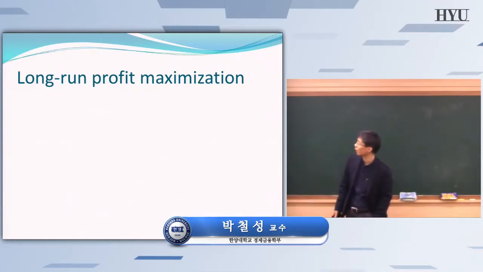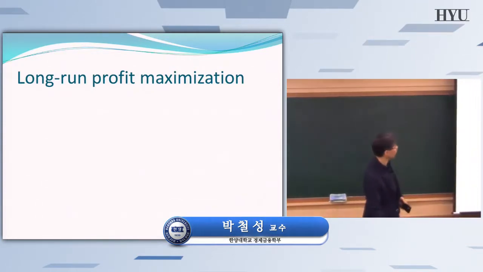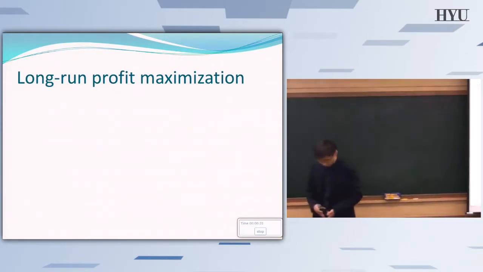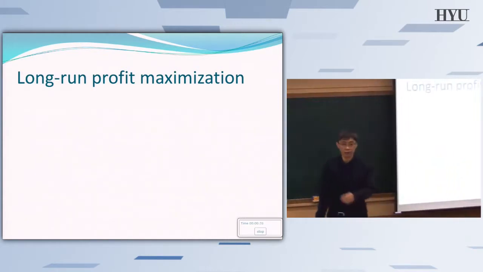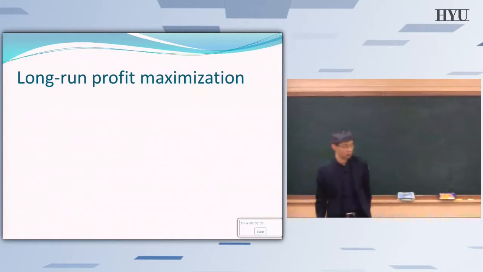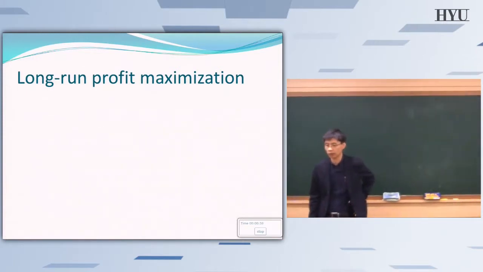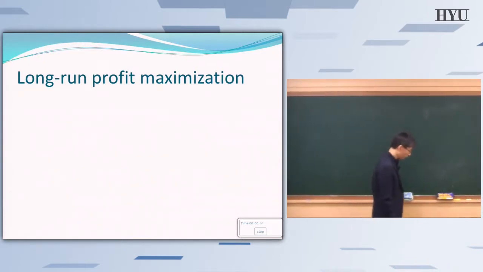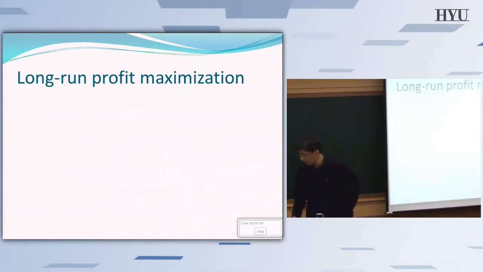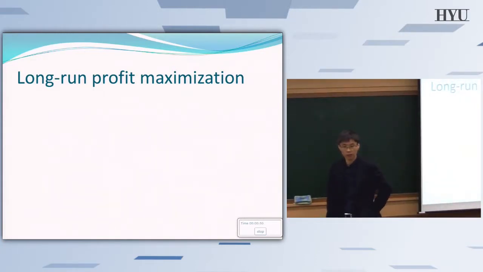In the last class, we learned about short-run labor demand and long-run labor demand, but actually we did not do the full theory of long-run labor demand. What we did was conditional labor demand, meaning that we assume the firm fixes the amount of output, and then the firm minimizes the cost to produce the desired output. And from that cost minimization condition, we can derive conditional labor demand, right?